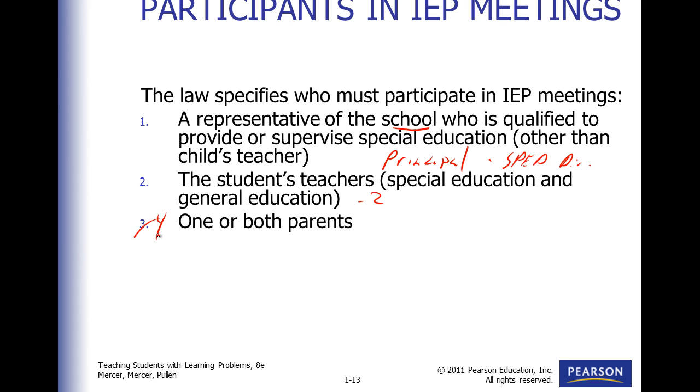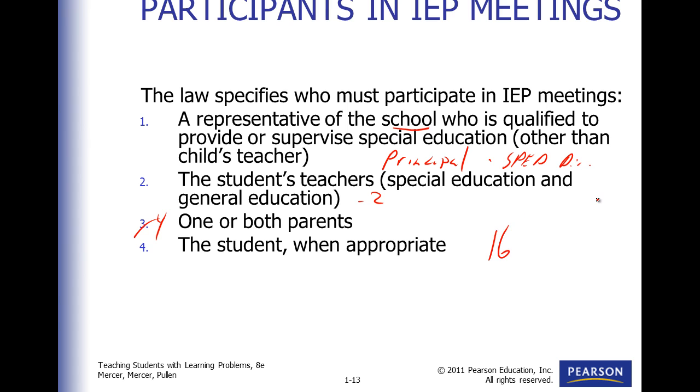And then one or both parents. A must, especially for the first IEP. You need to have one or both. And the student when appropriate. When is it appropriate? Anyone? Certainly at age 16, but certainly before.